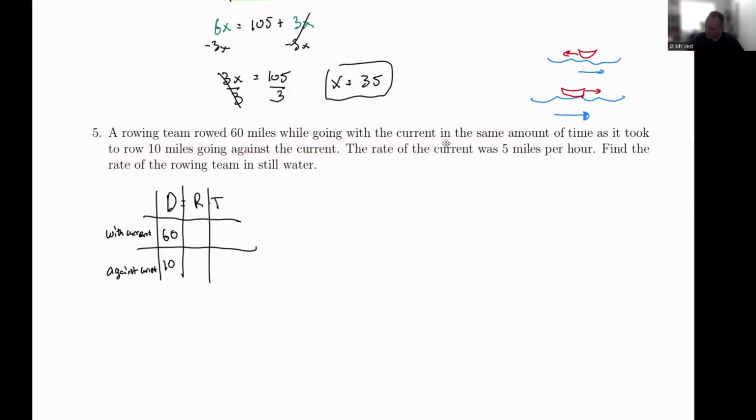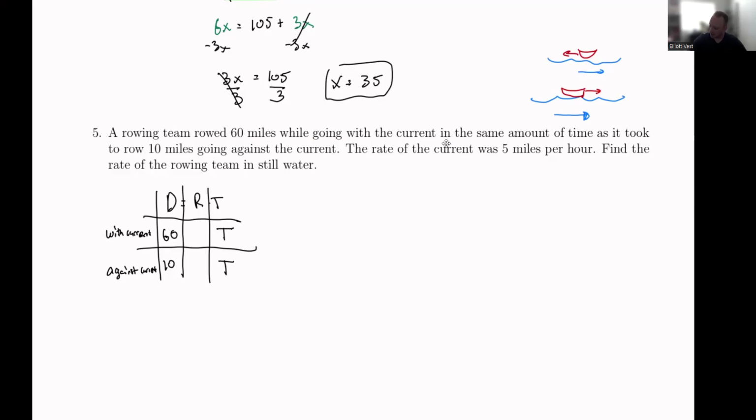And it says it went the same amount of time as it took to row this. So whatever, we went 60 miles this way, and then we went 10 miles this way in the same amount of time. I don't know what that time is, but I know they're the same. So I'm just going to put T for both of them and make it be the same T, right? I don't know what it is, but that's good enough for me.